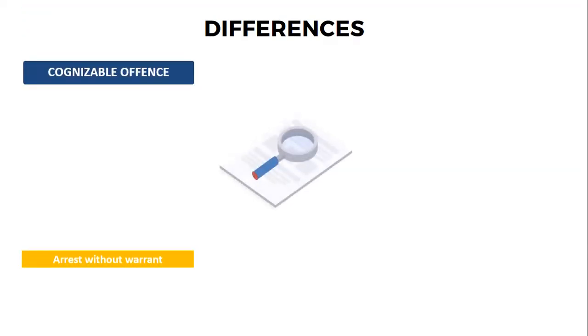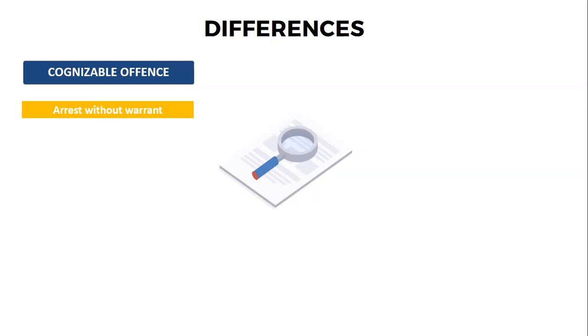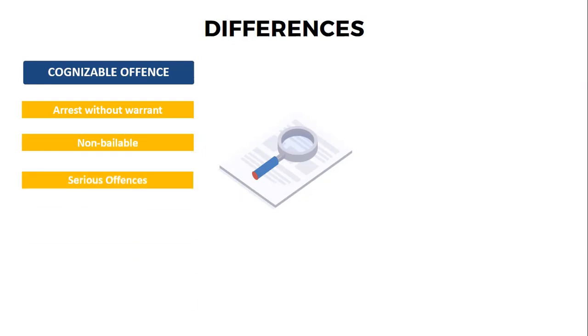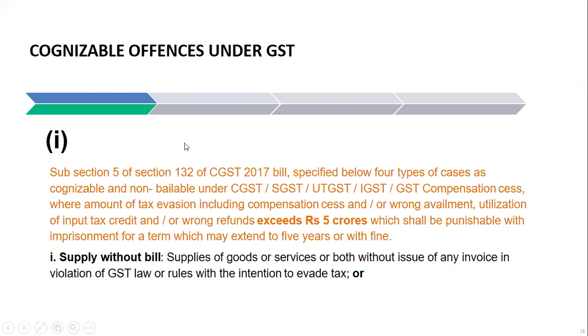So starting with cognizable offence, in these types of offences, the officers who are authorized to make arrests can arrest the offenders without a warrant. Then these are non-bailable and these are serious offenses. So let's see what all are the offenses covered under cognizable offenses. Subsection 5 of section 132 of the CGST Act specifies four types of cases as cognizable and non-bailable under CGST, SGST, UTGST, IGST, and the whole of the GST compensation cess and the whole purview of GST.